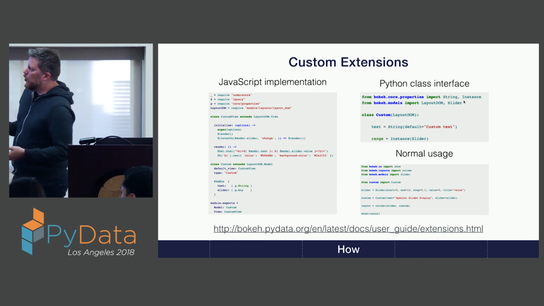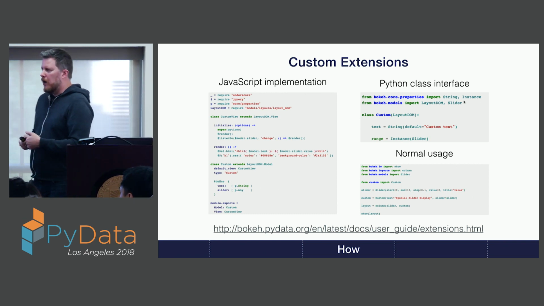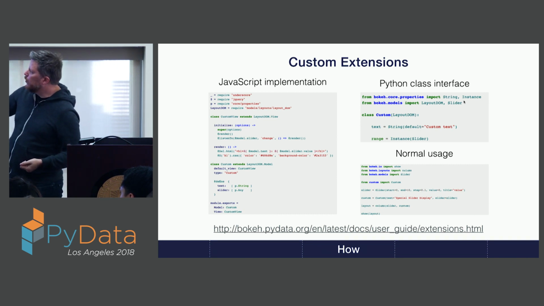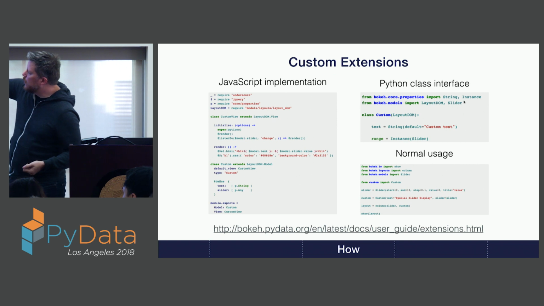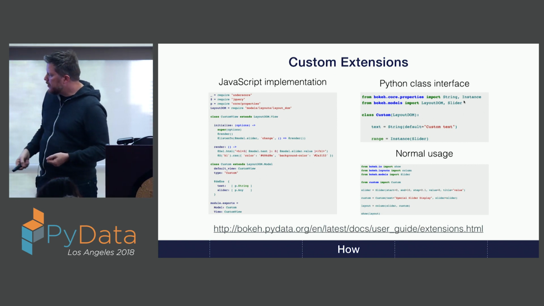now you can actually go ahead and extend Bokeh. You can create a JavaScript implementation that maybe either implements some cool widget or wraps some existing widget, and then you can use it just like any other Bokeh model, right? So here we're creating this custom widget. It's an instance of a slider with an extra custom text, and then I can use it.